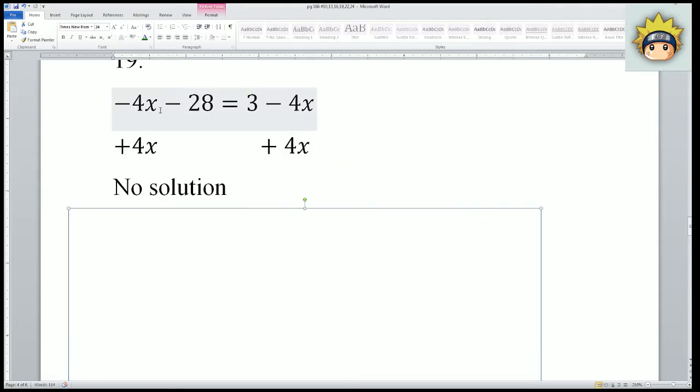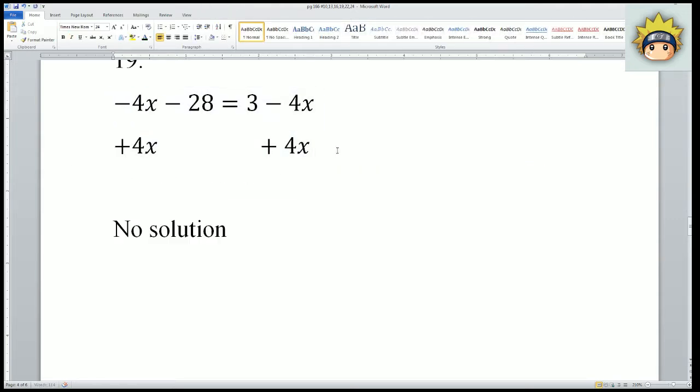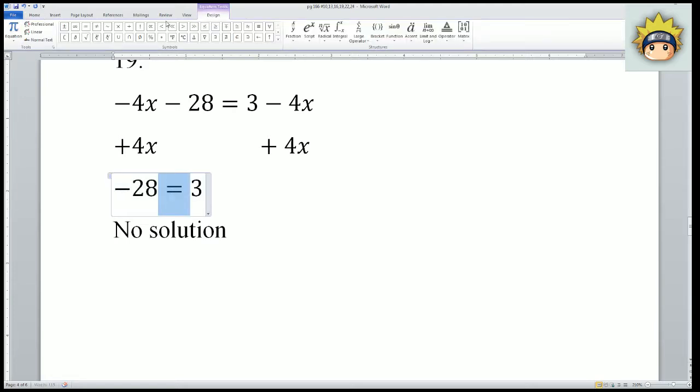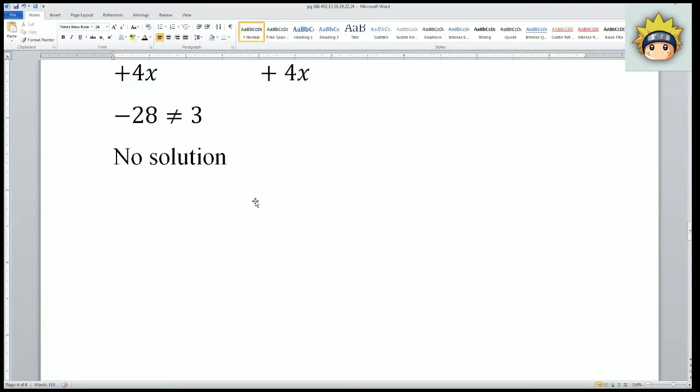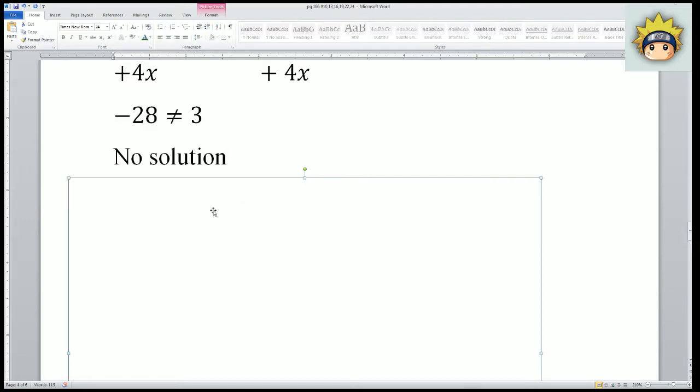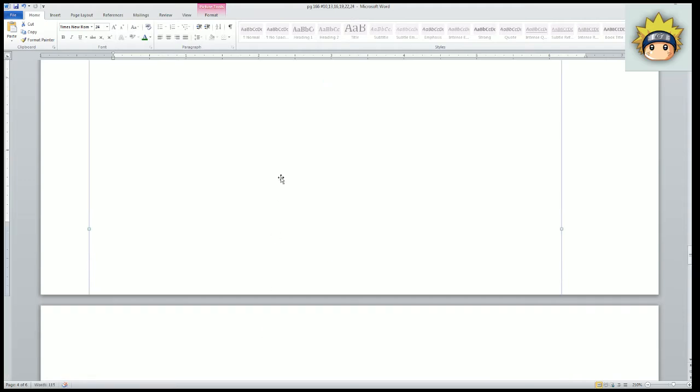Notice that what I have left is this becomes 0, this becomes 0. So what I have left is negative 28 equals 3. When is negative 28 equal to 3? It never does. So this is a no solution. Once it's a no solution, we can't really graph it, so we leave it that way.